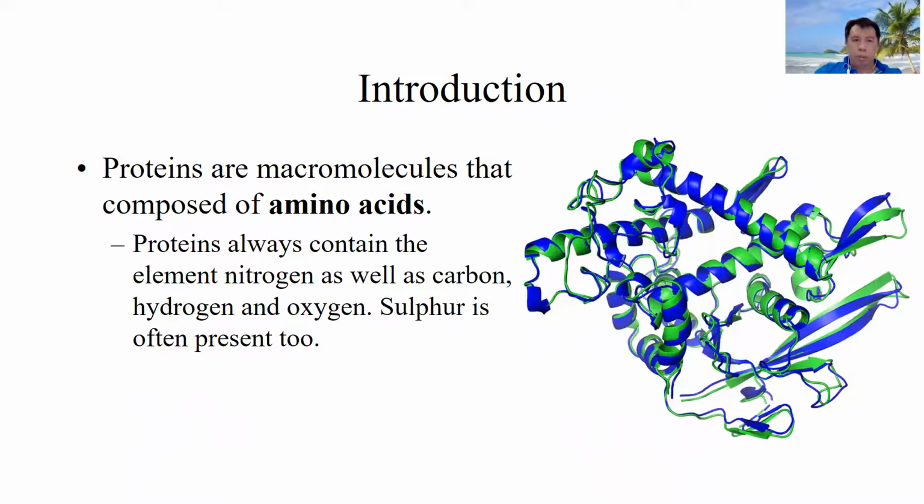Proteins are macromolecules, okay? They're composed of amino acids. So compared to the lipids, proteins are macromolecules and also polymers. The monomer of the proteins is amino acid. And proteins will always contain the elements nitrogen, as well as carbon, hydrogen, and oxygen. Sulfur is often present too because the amino acid cysteine might be found in proteins.